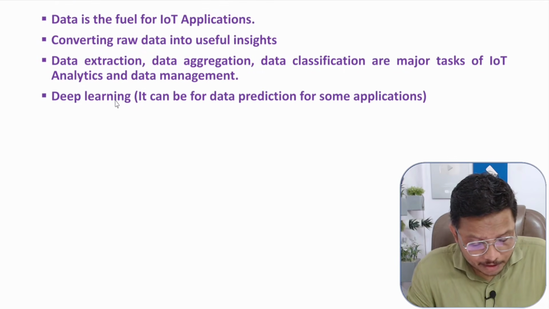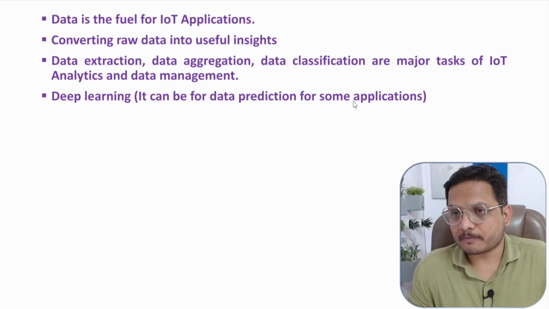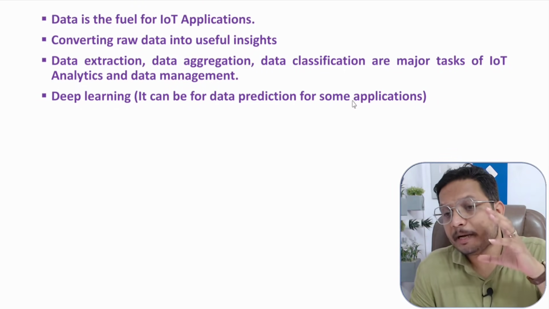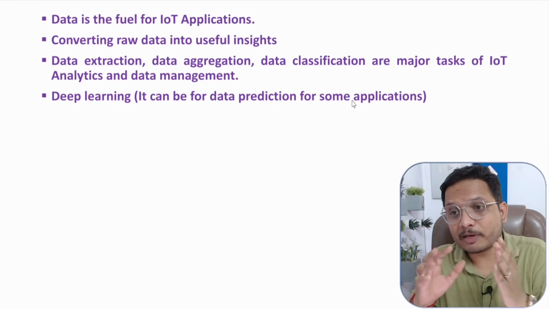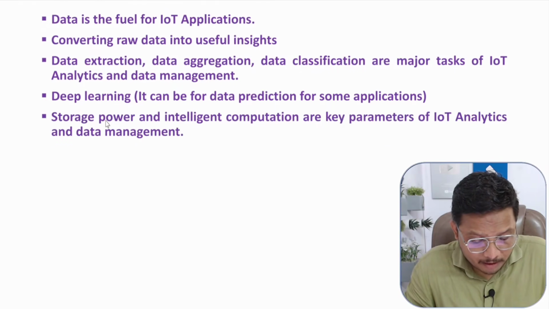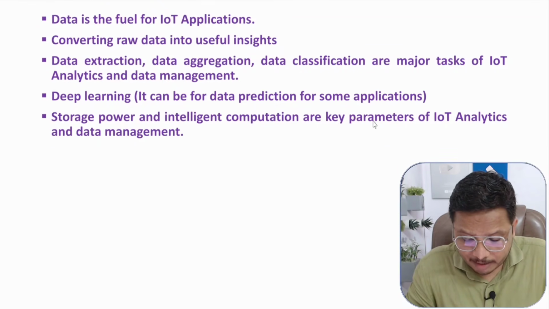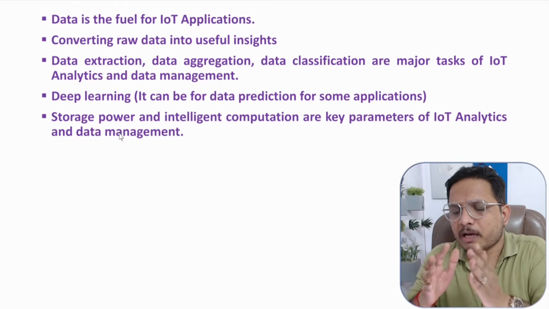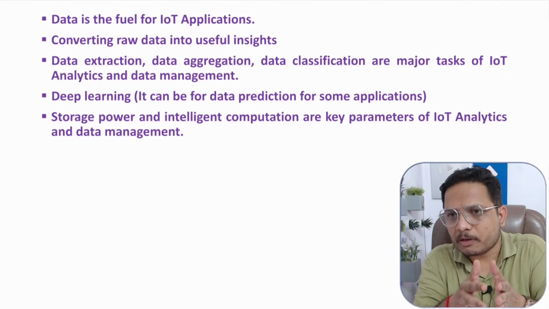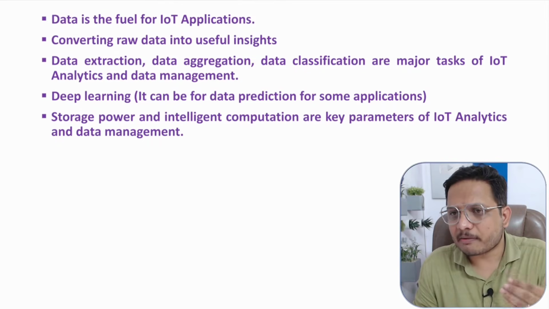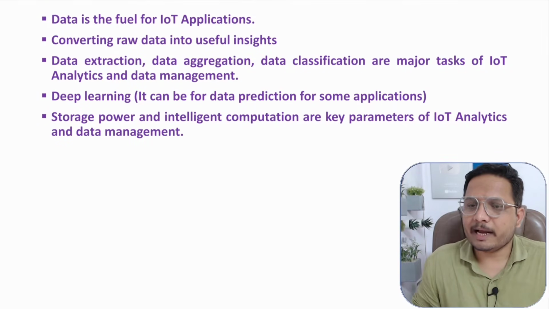Deep learning, that we use to predict data for some applications. So in some applications, we may need deep learning by which we will be predicting data, right? So data prediction is also a key role here in IoT analytics. See, storage power and intelligent computation are the key parameters of IoT analytics and data management. So here we need to identify first how much storage capacity is there with our cloud, and in that, how much intelligent computation we do. Based on that only our application will function, right? So these are the key parameters of the fourth block, that is IoT analytics and data management.